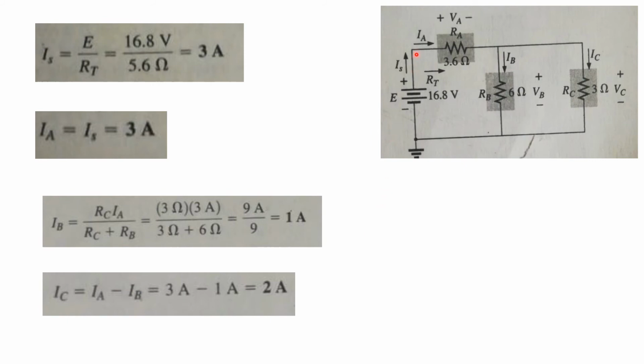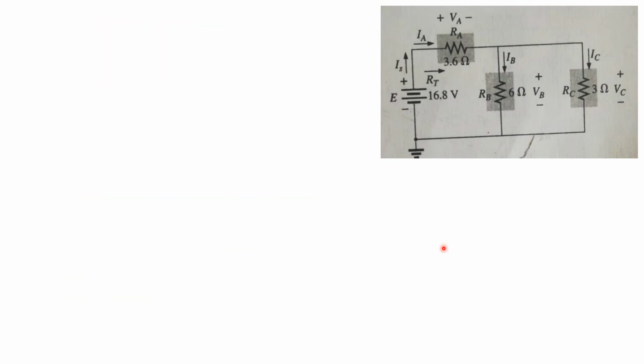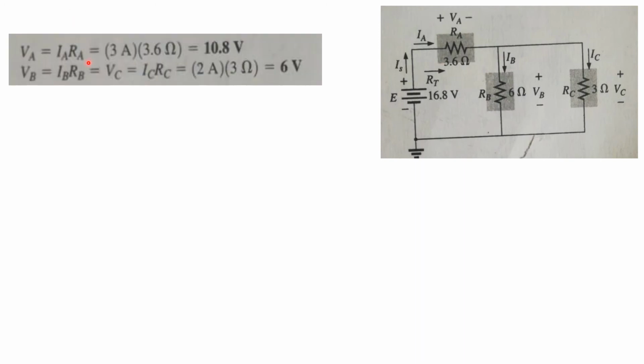Now we have the value of IS, IA, IB and IC. In the next step, we are going to find the value of VA, VB and VC. So in this step, to find the value of VA using Ohm's law, VA is equal to IA into RA. Substituting the value, we get 10.8 volts.